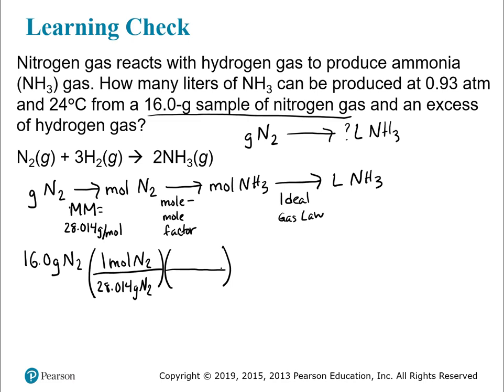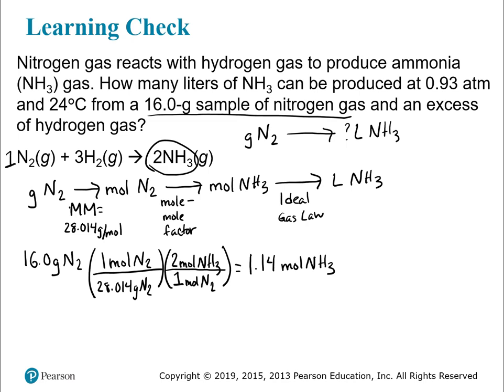Then we're going to write a mole-mole factor. We need to have a mole-mole factor that tells us how much ammonia we make for however much nitrogen gas. The nitrogen gas needs to go on the bottom, so we get rid of it. Since there's no coefficient there, you assume that it's a 1 in front of the nitrogen gas. So 1 mole of nitrogen gas goes in the bottom, and 2 moles of ammonia goes in the top. Now we've got our number of moles of ammonia.